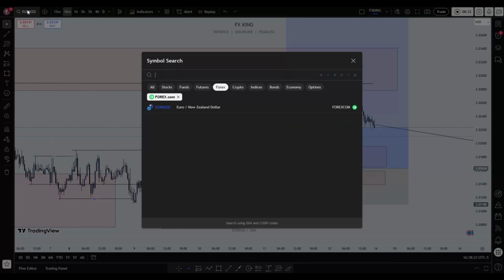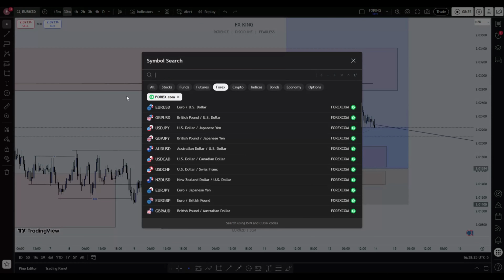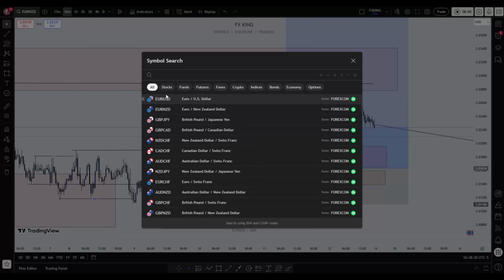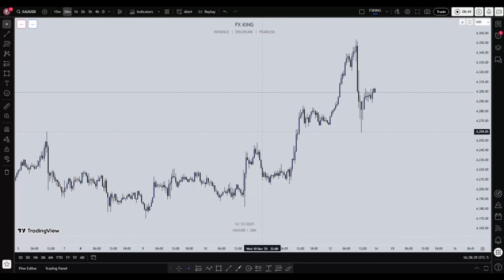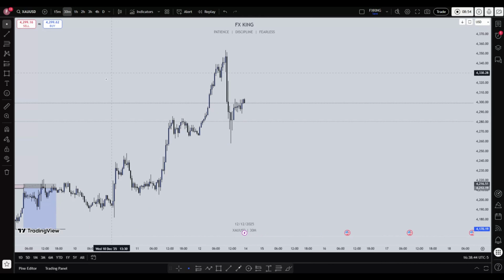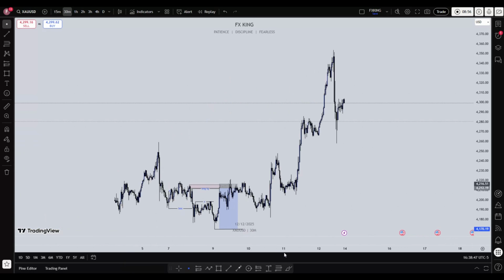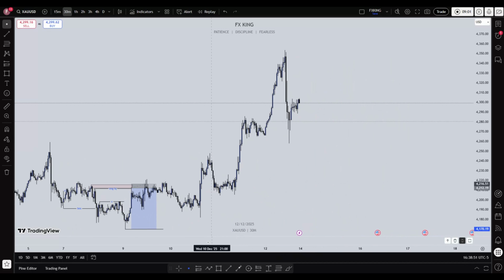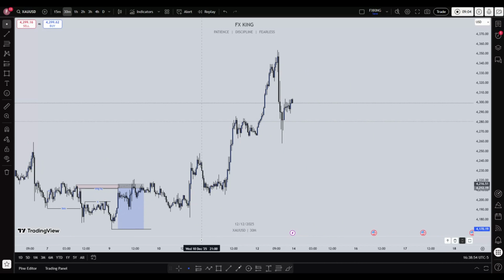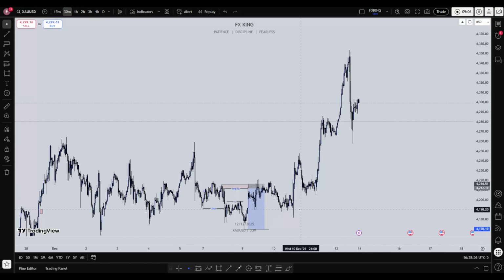And I promise I'm going to be showing you something on gold. Let's go to gold. Let's look for gold. Okay, this is gold. What do we have here on gold? You can see gold has been bullish, and gold is still bullish, right? So what are we looking for here? Let me see.